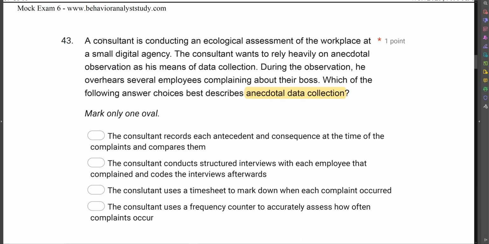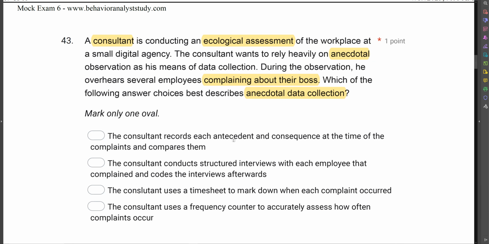So this consultant says, I want to use anecdotal observation as my means of data collection. So he's doing an ecological assessment, meaning he's just walking around the environment. But during the assessment, he's hearing all these employees complain about their boss. So if he wants to collect anecdotal data on this, what's going to be best? What answer choice best describes this situation?